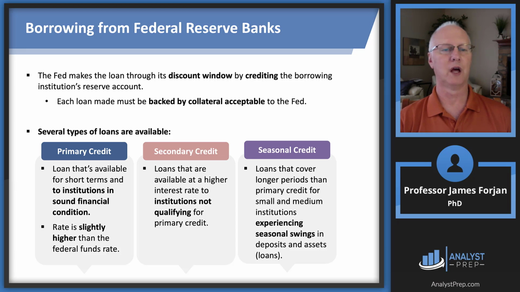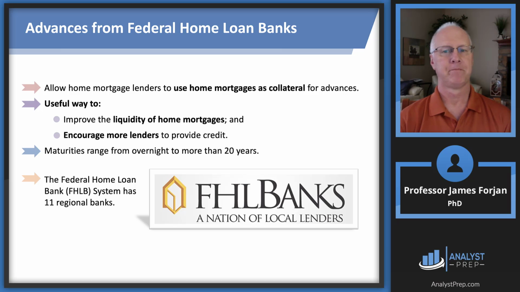Several types of loans. These are obvious notions: primary and secondary and seasonal credits. Now, we can also get advances from the Federal Home Loan banks. Typically, we do this by using mortgages as collateral. And what this does is it not only adds liquidity to the mortgage market, but it allows us as a financial institution to tap in to that liquidity in the mortgage market. And once again, a lot of these are overnight, but they can extend to lots of years, even past 20 years.